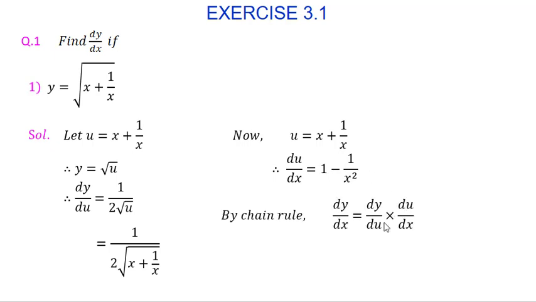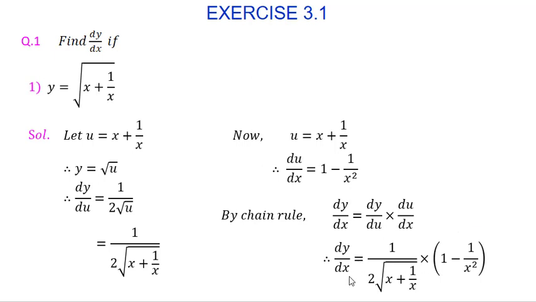Now by chain rule I can say that dy upon dx is equal to dy upon du into du upon dx. So I will say that dy upon dx is equal to 1 upon 2 into root of x plus 1 upon x into 1 minus 1 upon x square. You can leave your answer here, or if you want you can simplify it further. How do you simplify? Here you cross multiply and it will become x square plus 1 upon x. Here you cross multiply, it will become x square minus 1 upon x square, and that will give you a little more simplification of the problem.